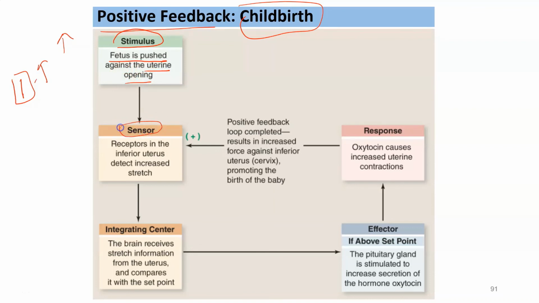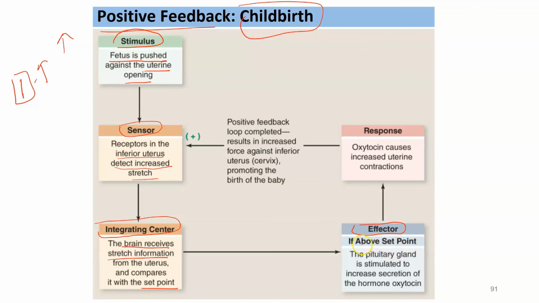And then there will be a sensor. Okay, mesti ada sensor to detect what is happening, right? So sensor receptors in the inferior uterus, bahagian dalam uterus, detect the increased stretch, right? So this sensor will send the information to the integrating center. Integrating center is where is the brain. Okay, so the brain receives the stretch information from the uterus and compares it with the normal set point. Oh, ini dah lain dah daripada set point yang sepatutnya. So the brain sends the information to the effector. Okay, so the effector is another organ that will carry out the response.